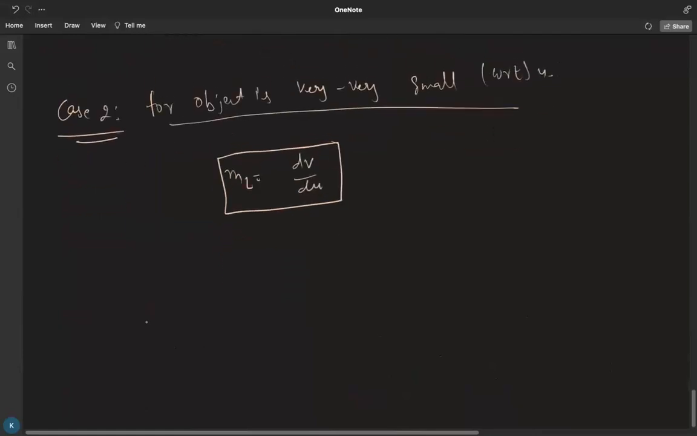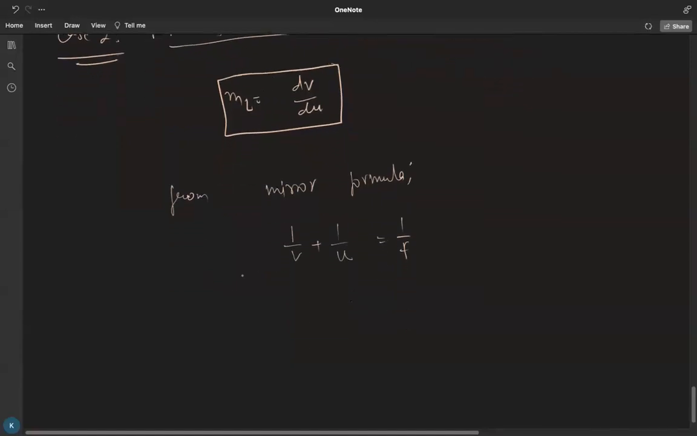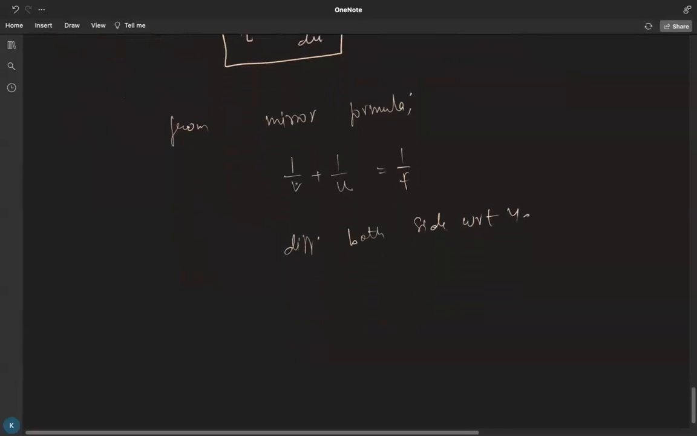So let's try to find out what dV by dU is. We have the mirror formula: 1 by V plus 1 by U is equal to 1 by F. Now I'm going to differentiate both sides with respect to U. I hope you all know how to differentiate. When I differentiate 1 by V, we get minus 1 by V square dV by dU, minus 1 by U square, and dF by dU is actually 0 on the right side.